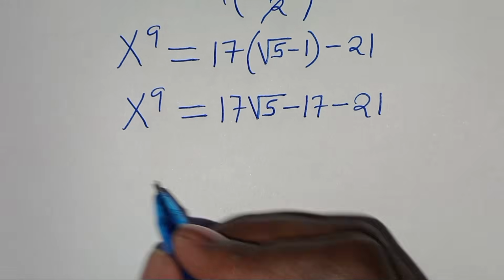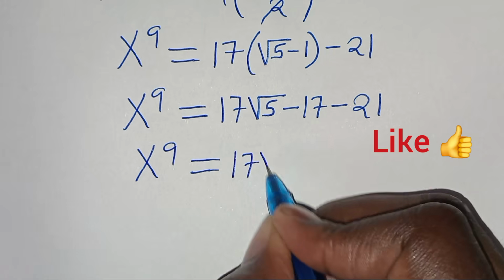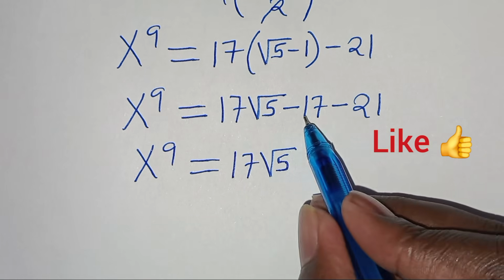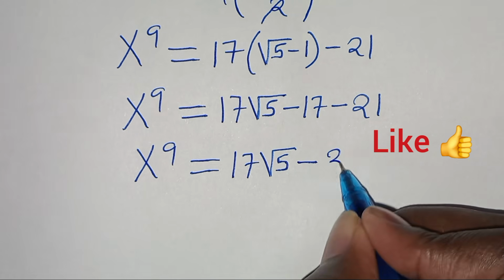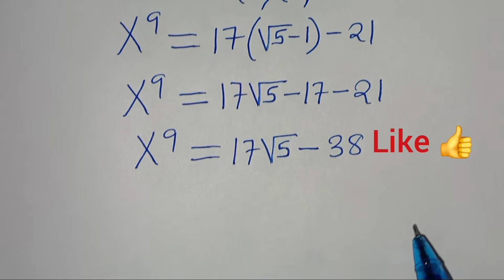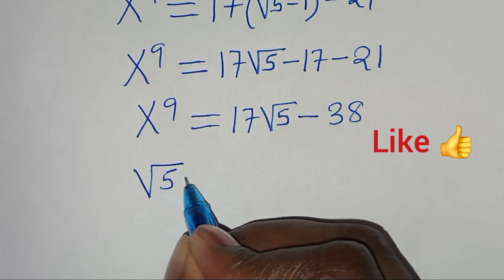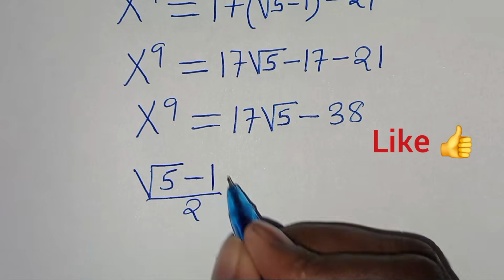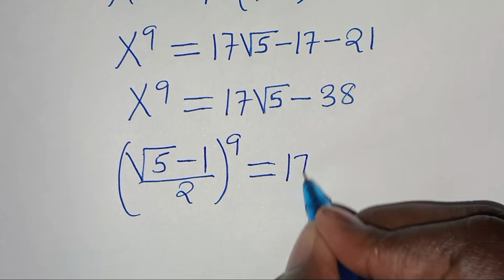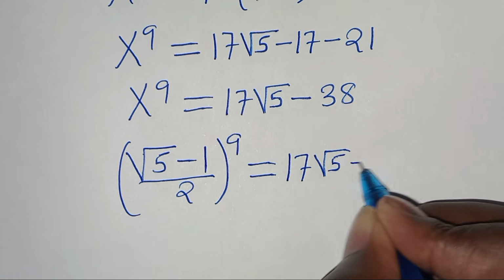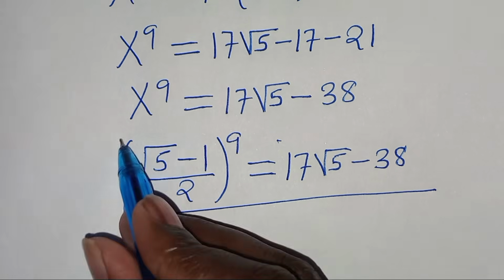So that now we have x to the power of 9. This is equal to 17 square root of 5, then minus 17 minus 21, this is minus 38. So we have x to the power of 9, which is the same thing as square root of 5 minus 1 divided by 2 raised to the power of 9. This is equal to 17 square root of 5 subtract 38. And this is the solution to this math problem.